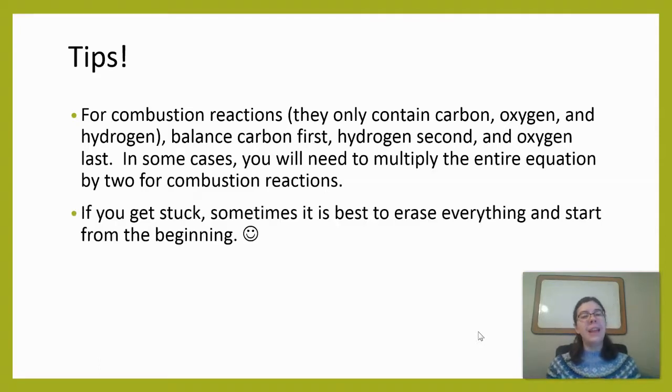And then finally, sometimes you're going to get stuck. Sometimes it even happens to me still, and I've been balancing chemical equations for a long time. So if you're to the point where you've looked at it, you're stuck, you don't know what to do, erase all the coefficients and start over. Sometimes we kind of go down one track and our mind gets set into that pattern where really we kind of made a simple mistake earlier on. So sometimes just erase, take a deep breath, and start over.